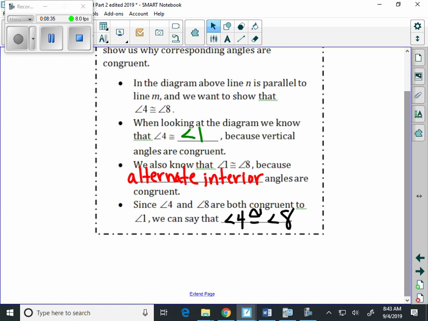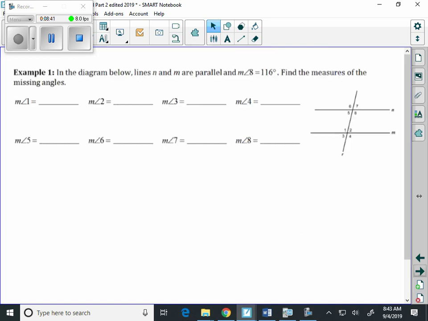Now, we've done the theory. So let's work with the numbers, which is better for some people. Example 1. Same basic picture, if not the same picture. It says in the diagram below, lines N and M are parallel, and this time, measure of angle 8 is 116 degrees. And we want to find the measures of all of the rest of the angles. So let's fill in, first of all, 116.